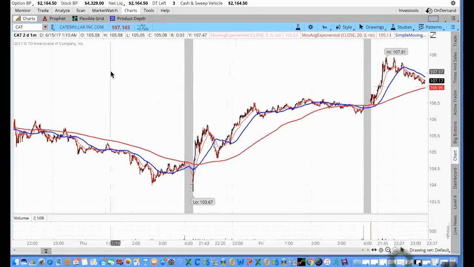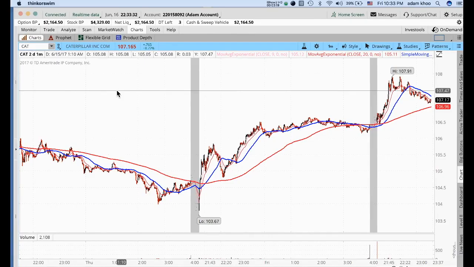That concludes this lesson on the Thinkorswim charting software. If you've got questions, do send me an email, and I'll do my best to help.